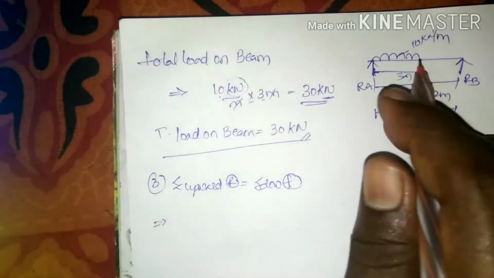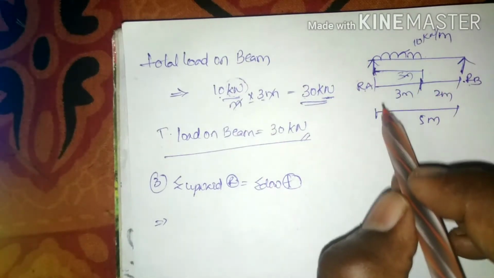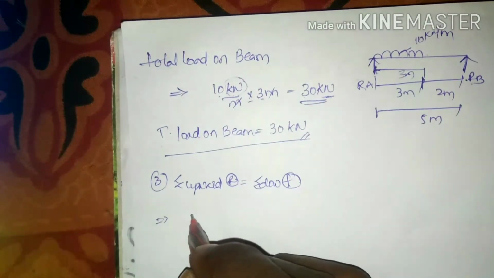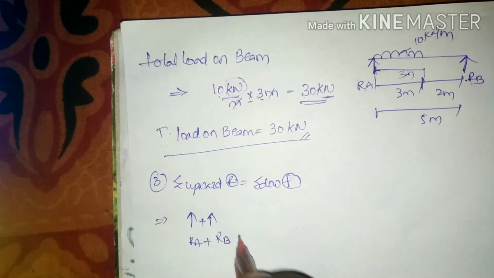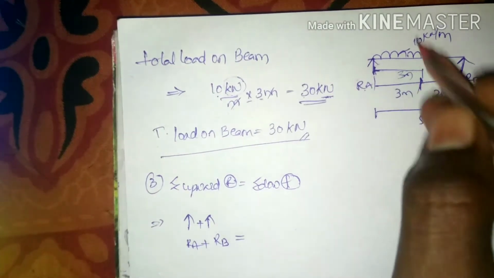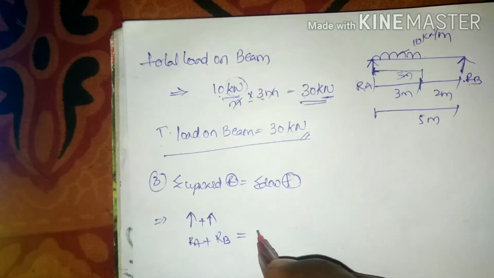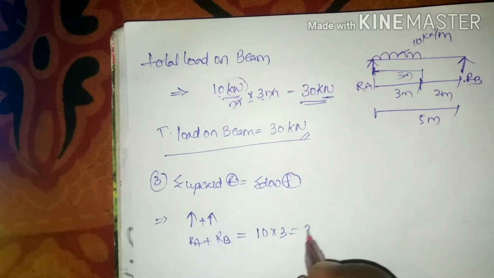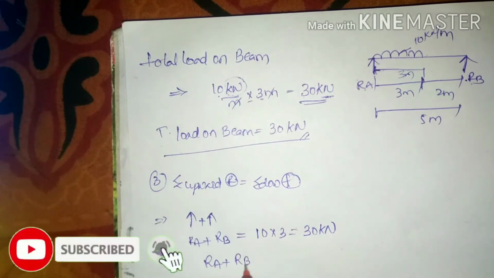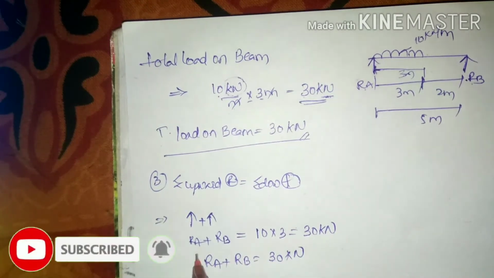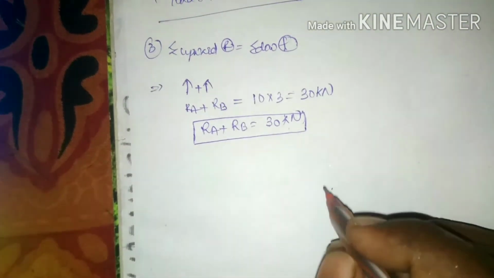Next, number 3, equating upward reactions to downward forces. In the simply supported beam we have 2 reactions, RA and RB, both in the upward direction, so I am writing this on the LHS: RA plus RB is equal to the downward forces. We have only one UDL, which should be converted into kilonewtons, so 10 into 3 is equal to 30 kilonewtons. RA plus RB is equal to 30 kilonewtons.